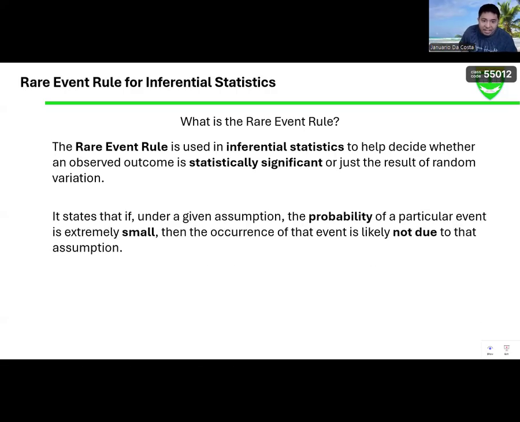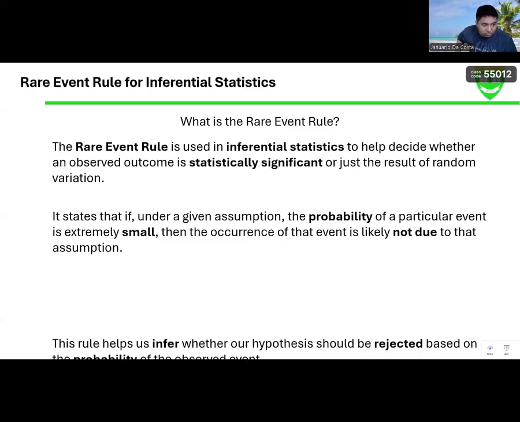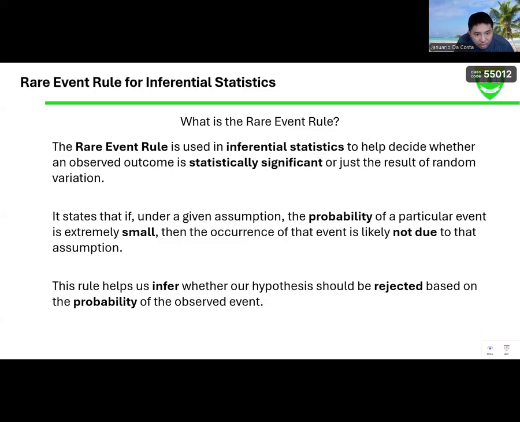Now it states that if, under a given assumption, the probability of a particular event is extremely small, then that occurrence is likely not due to that assumption. Okay, this rule helps us infer whether our assumption should be rejected based on the probability of the observed event.